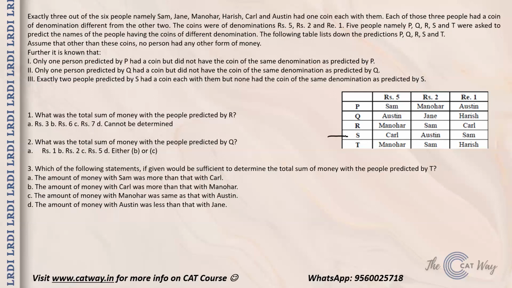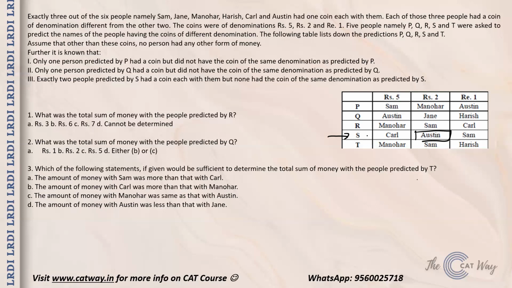Okay guys, so there are three people predicted by S, that is Carl, Austin, and Sam. If you see, Austin is common to all of them. Between Carl, Austin, and Sam, two of them need to have a coin, and one person won't have a coin. So let's say Austin has a coin.